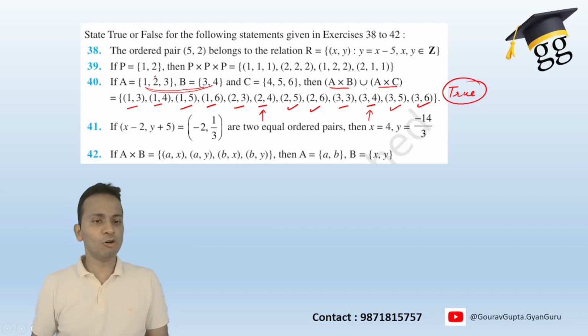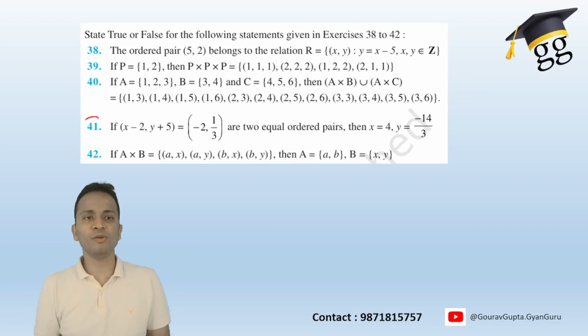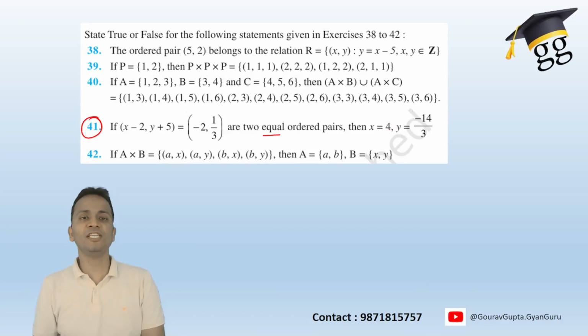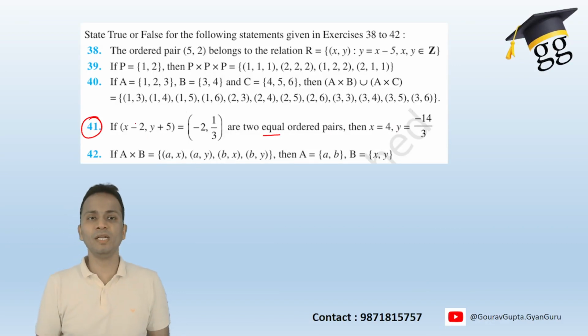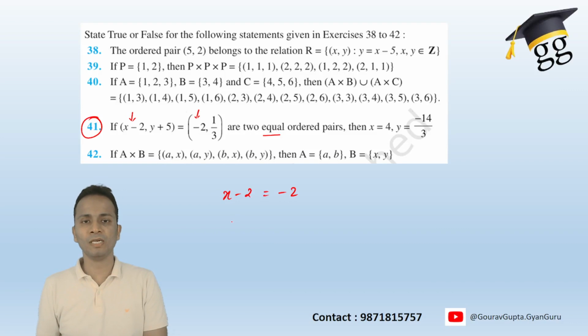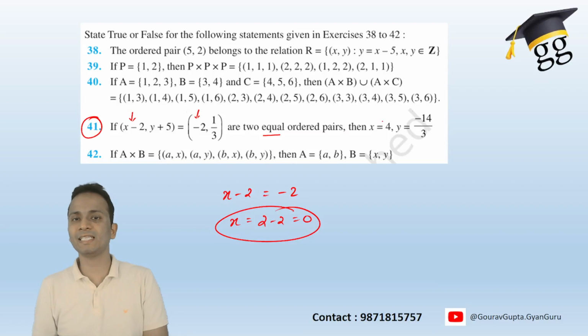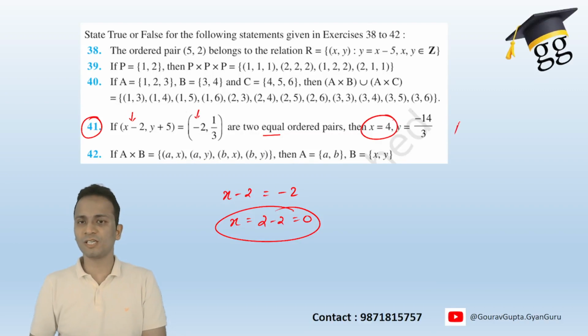Done. Now the last two questions. First of all, question number 41. x minus 2 comma x y plus 5 is given as minus 2 comma 1 by 3, two equal ordered pairs. Then the values of x and y need to be calculated. If two ordered pairs are equal, then the respective first elements should be equal and the respective second elements should be equal. So x minus 2 is equal to minus 2. I have equated the first part. So x is equal to 2 minus 2, that is 0. So the value of x should be 0, but they are saying that the value of x is 4, which is false. So you can straight away say that this question is also false.